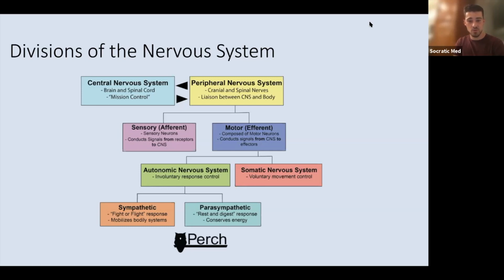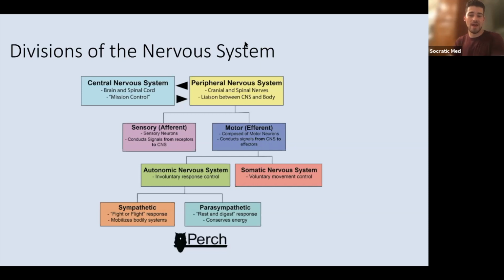So the first two being sensory and motor neurons. Your sensory neurons conduct signals from the receptors to the central nervous system. Receptors are any sort of sensation input, like if you feel a touch. The sensory neurons are responsible for taking that input, bringing it right up to the central nervous system. The central nervous system will process it, probably send it to some lobe in your brain that's responsible for processing touch. It'll come back down, and that's how we feel the sensation. Those are also called afferent neurons.